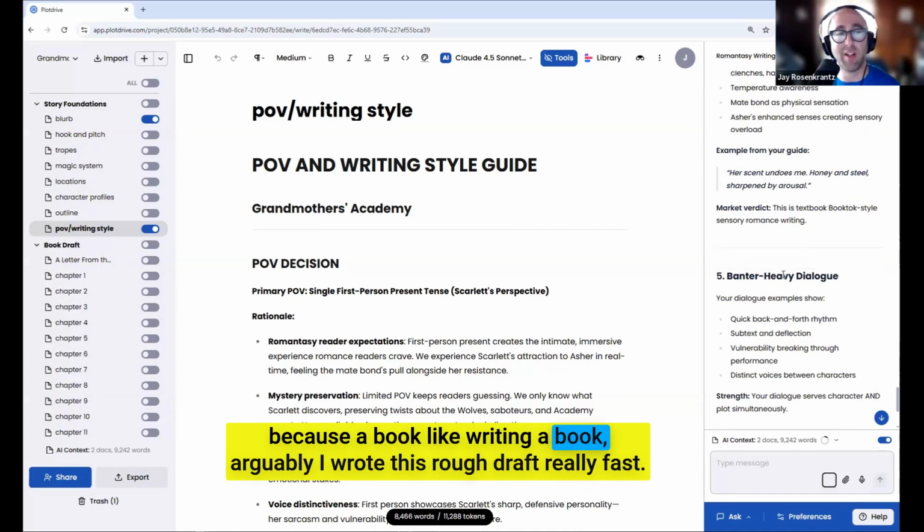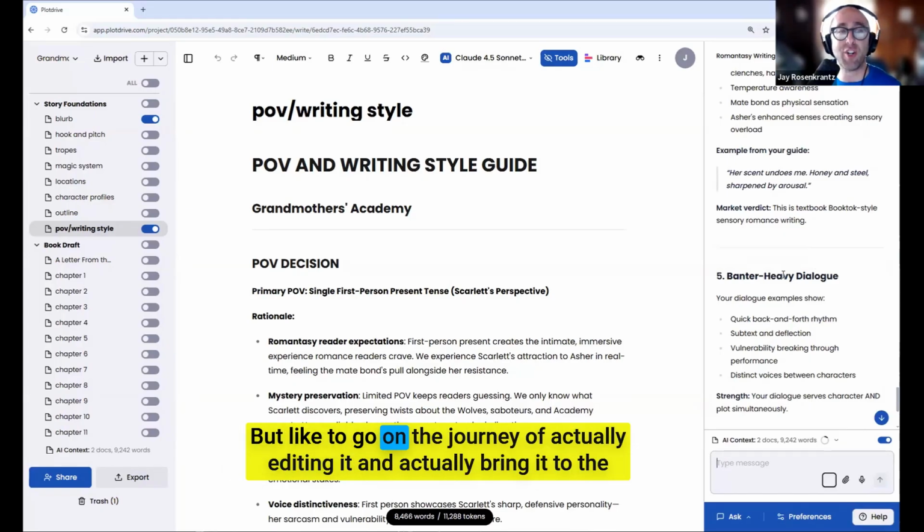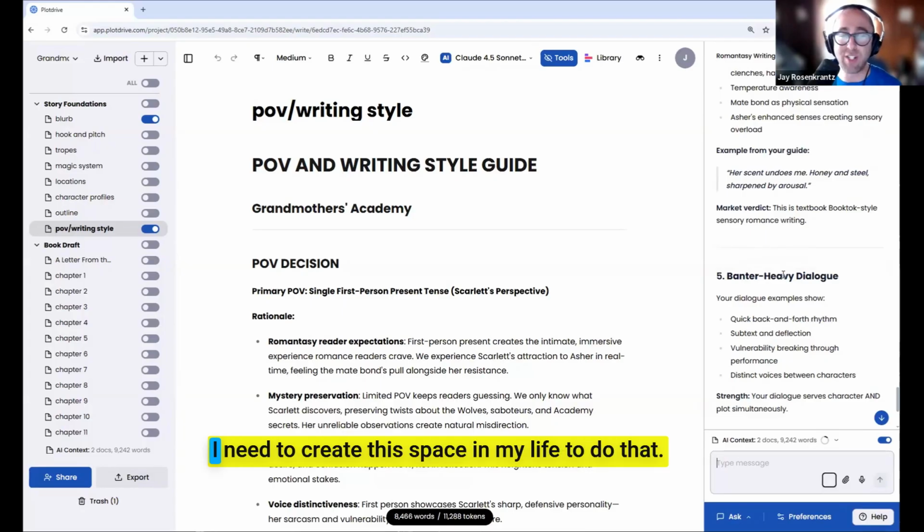Because writing a book, arguably I wrote this rough draft really fast, but to go on the journey of actually editing it and bringing it to the market in a way that I'm satisfied with, I need to create the space in my life to do that. It's not just going to happen on its own. I need to put in work and mental time to do it.